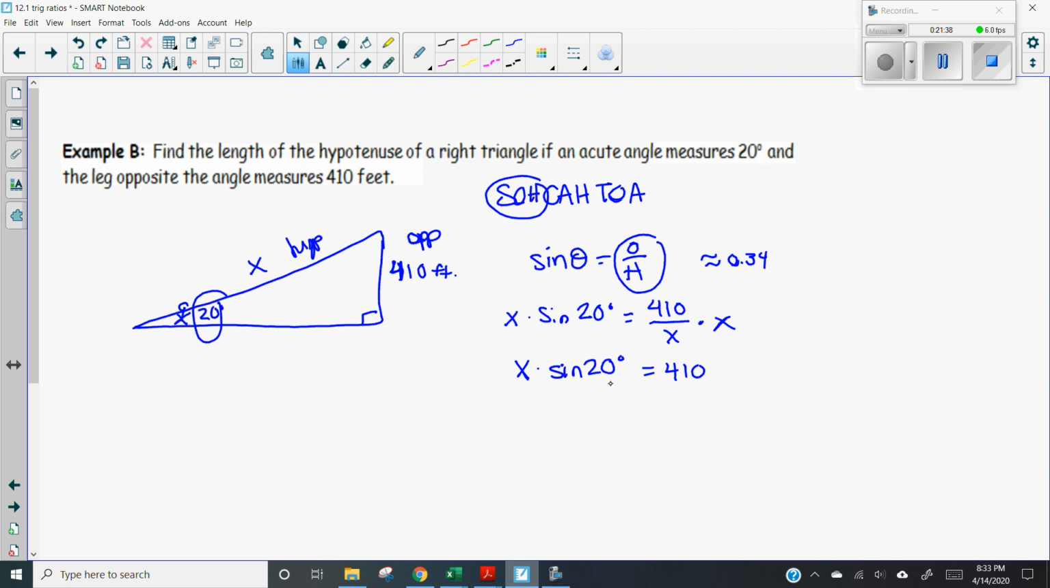I only say that so that the algebraic work is as easy as can be. We're just dividing by this number. I'm not going to put the decimal there. We want to avoid rounding error if we can. So we're going to divide both sides by sine of 20. So it looks like this now, and that is exactly what you'll put in the calculator. 410 divided by sine of 20 degrees. Remember, that's really 410 divided by 0.34, but let's just keep it exact. All right, that one we get for the length of that side, about 1198.8 or so.